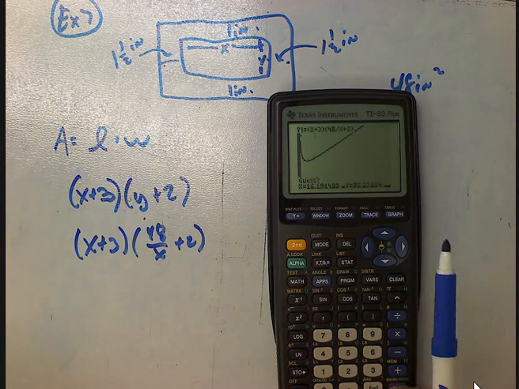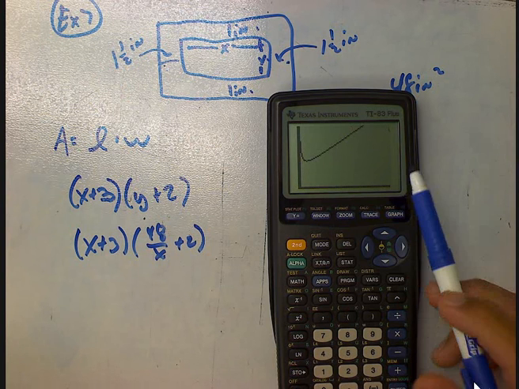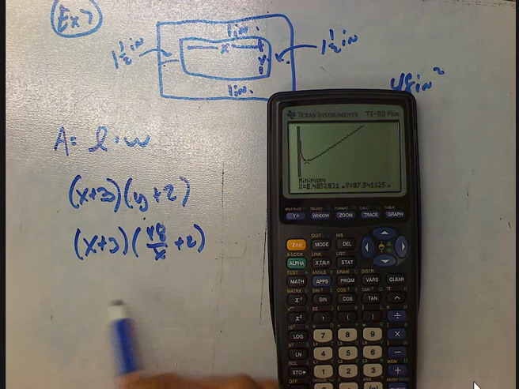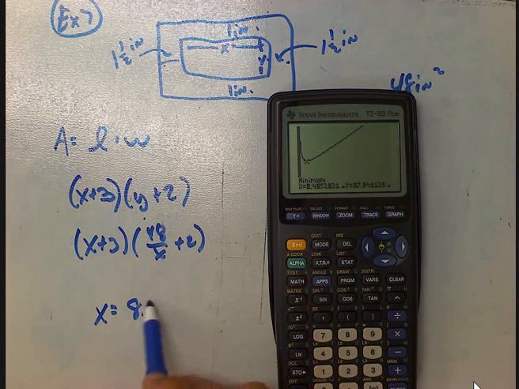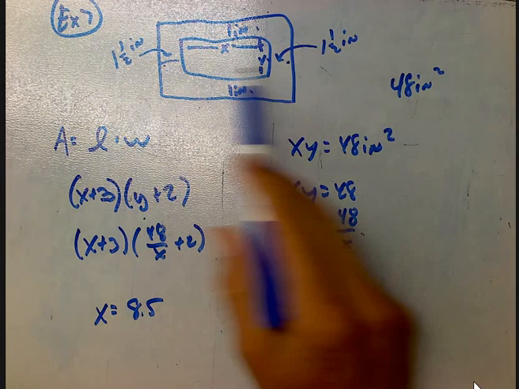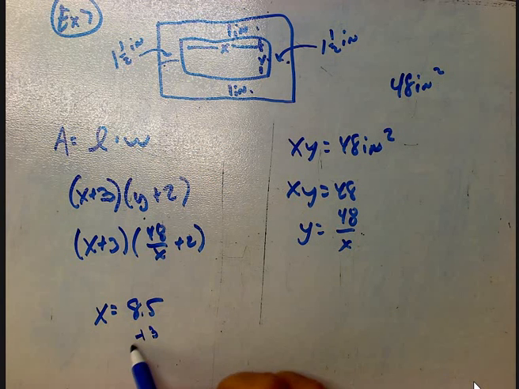And at the bottom of my screen it shows X being 8.485281, so X is going to be about 8.5. Okay, well the length of the whole page, with X being 8.5, I'm going to add 3. So the page is 11.5 inches in one direction.